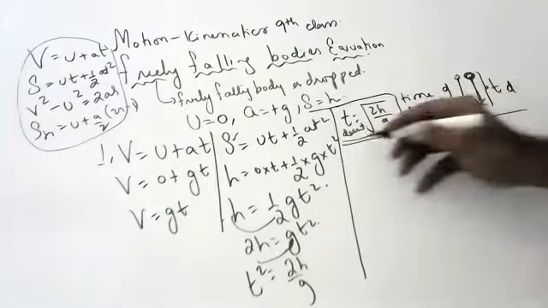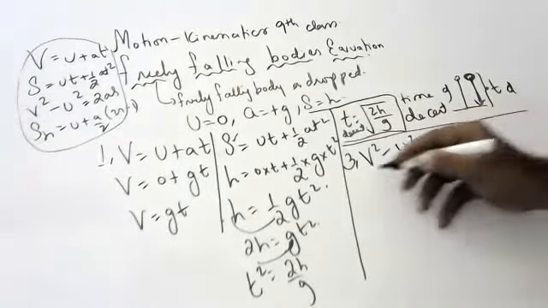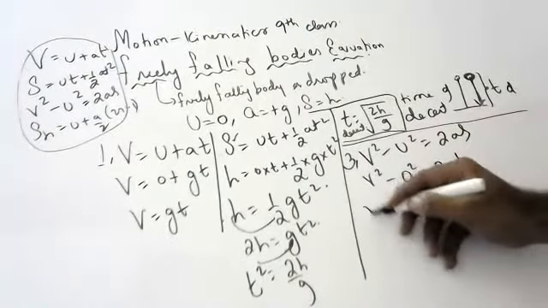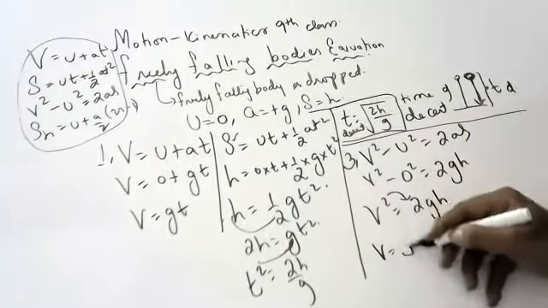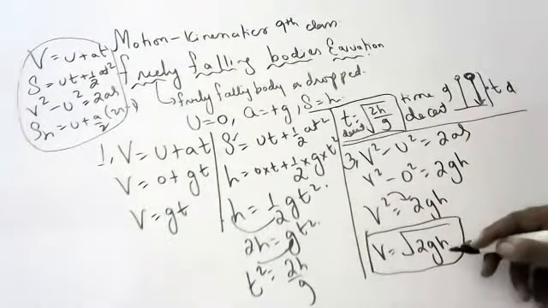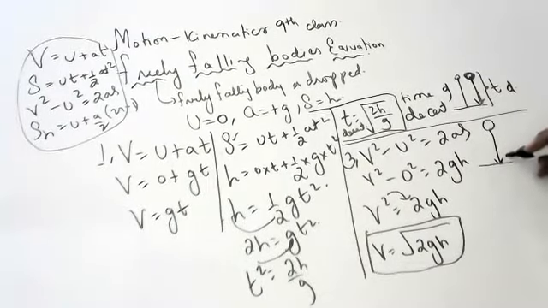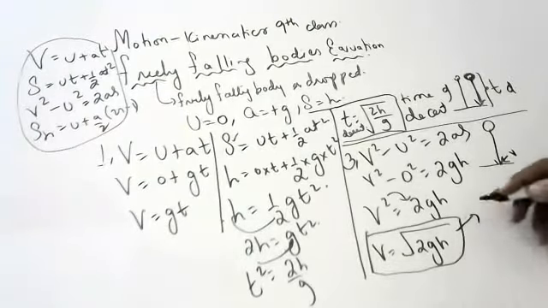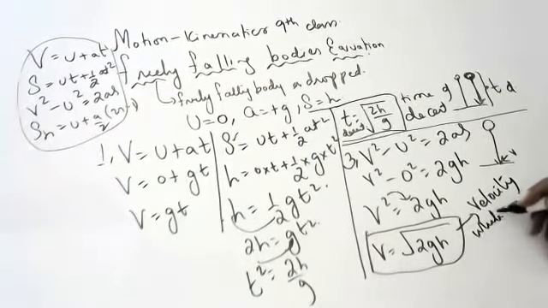And third equation of motion, v square minus u square = 2as. v square minus 0 square = 2g, s will become h. v square = 2gh. This will become v = root of 2gh. What does v = root of 2gh mean, children? See, if a freely falling body comes and falls on the ground, it will hit the ground at a certain velocity. What is the velocity while hitting the ground? This is the formula. Velocity while hitting the ground.